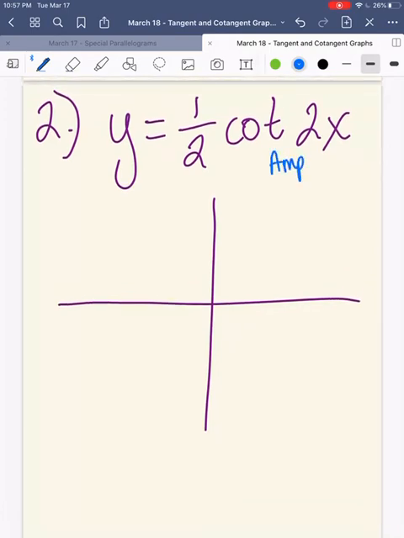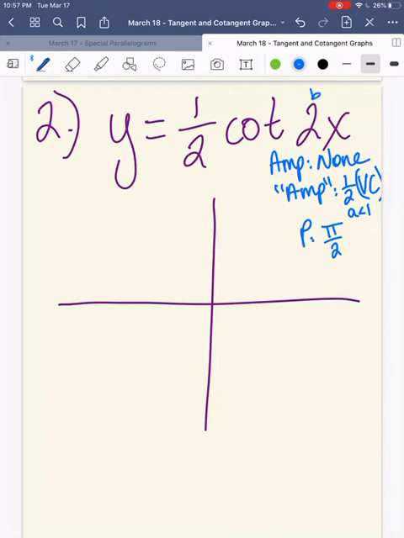All right, so our amplitude is none, but our amp is 1/2, which is a vertical compression because A is less than 1. And then our period is now going to be pi divided by 2. Okay, because our formula was pi over b, and our b is 2 in this.